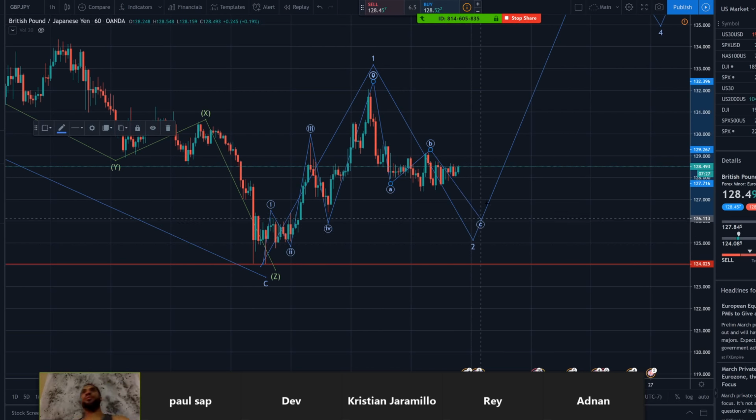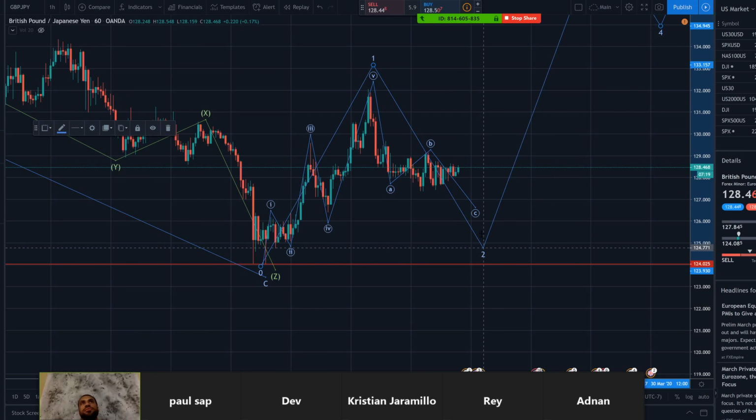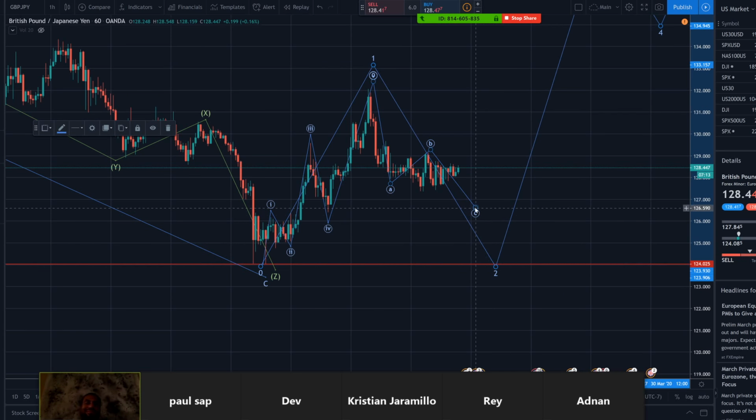So how low can this C go? Well, it's already marked in the chart. It's this big old red line, because we know from the very first Elliott Wave rule that the 2 cannot come below the 0. It's illegal. So we're not able to see the price come down here.